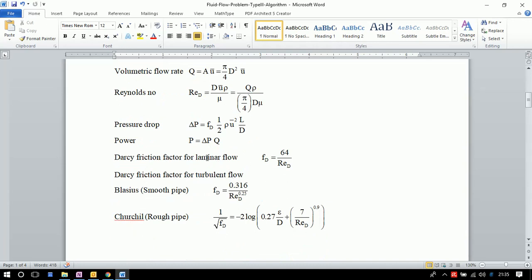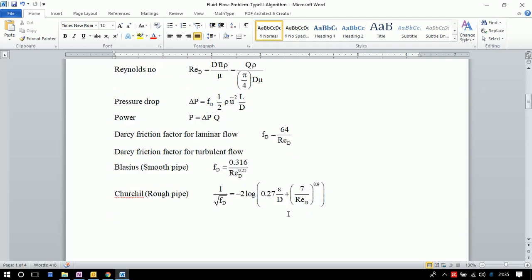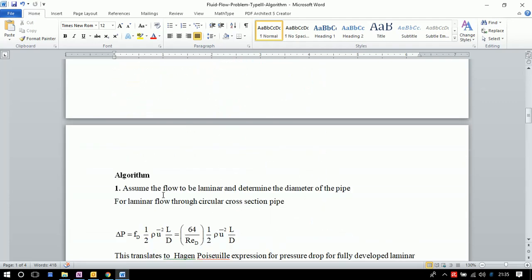We can replace the velocity in terms of flow rate and you will get this expression. Pressure drop delta P is written as Fd times half rho V square into L by D, and power can be written as pressure drop times flow rate. Now, depending upon the flow regime, we can have the laminar flow friction factor written as 64 by Re, or we have two correlations for the turbulent flow. One is the Blasius correlation, which can be used for a smooth pipe, and the other is the Churchill correlation for friction factor, which is used for a rough pipe in case you have a roughness parameter.